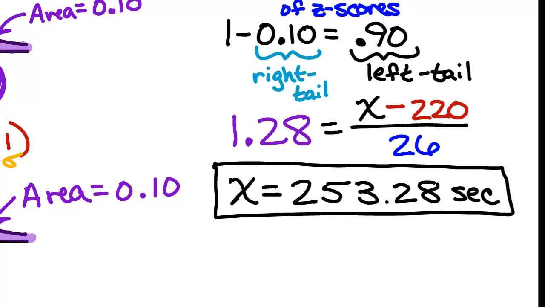Here's what I need to see on your page when you use the calculator. I do not need to see this. That part is just assumed. I need to see this, that 0.90, that was our area. The 220 was the mean. The 26 was the standard deviation. That's what I need to see on your paper when you use the calculator for this.